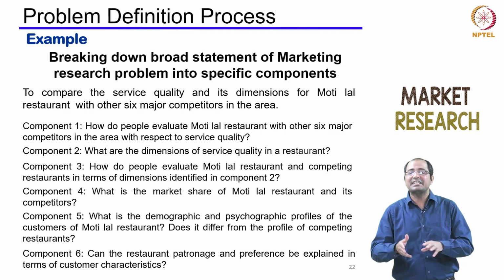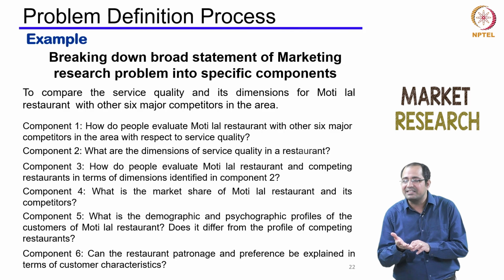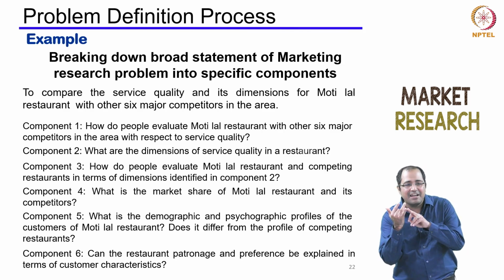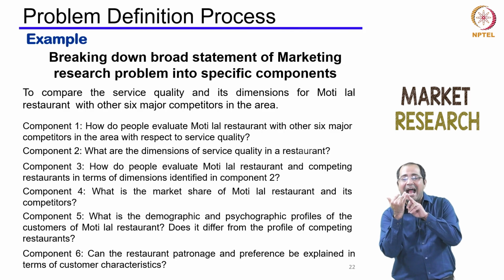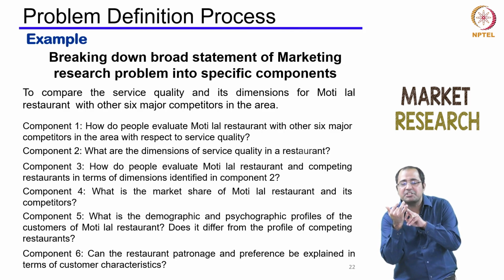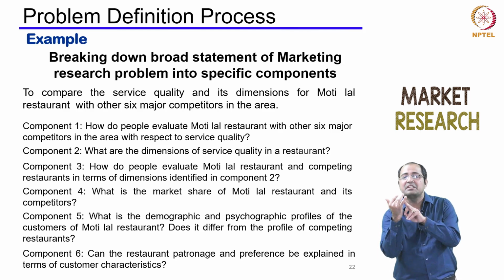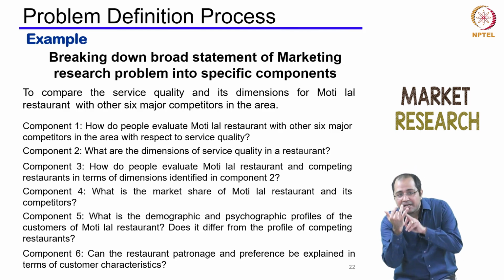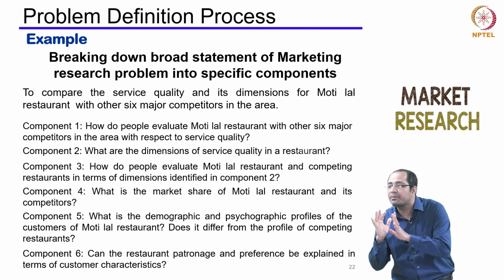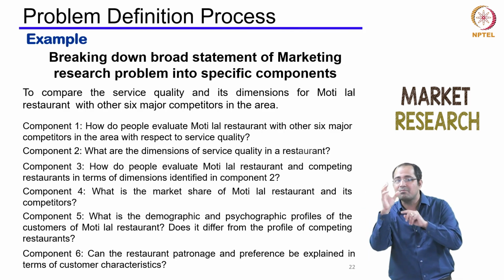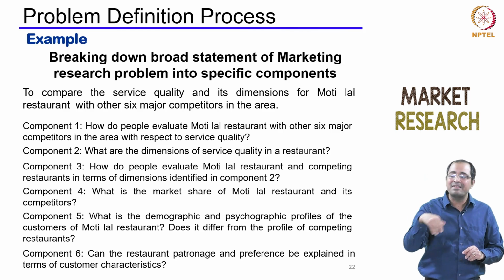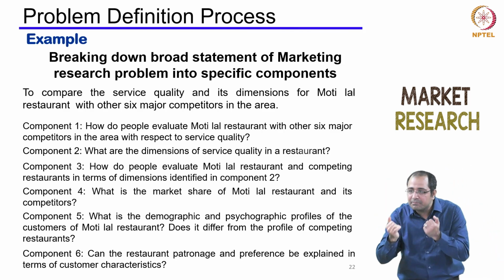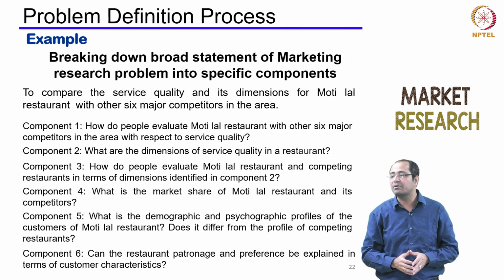Without looking at the components itself, we can see that there are many things going on. One is we have to measure the service quality and identify the constituents of service quality, measure the constituents, identify the competitors, compare the constituents for Motilal restaurant versus the other competitors. If you see, these things are going on in the marketing research problem. So you have to break the marketing research problem into simple components. These are the components.